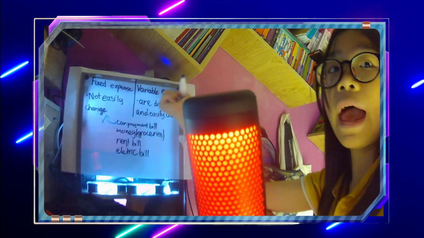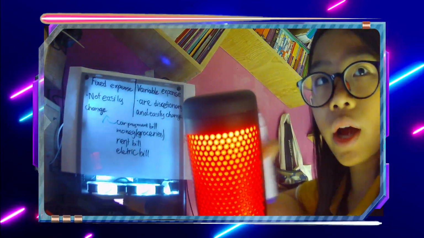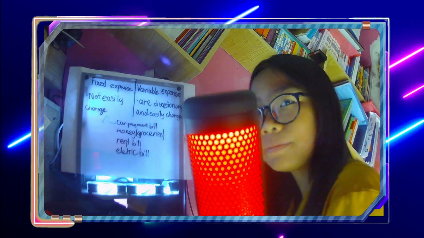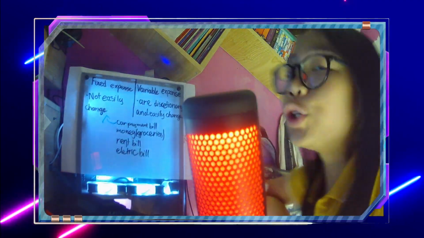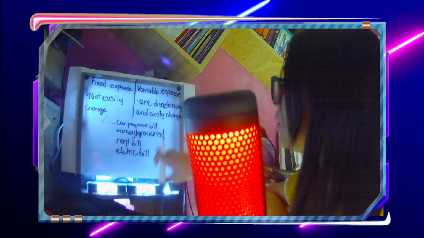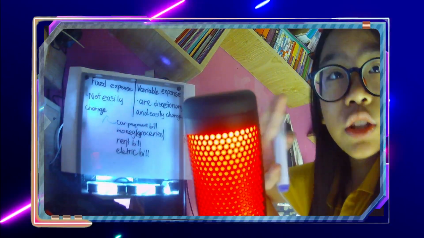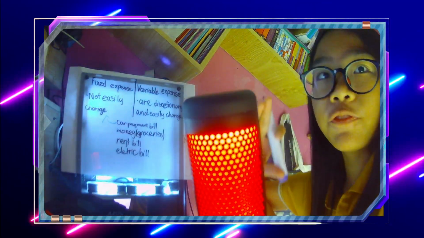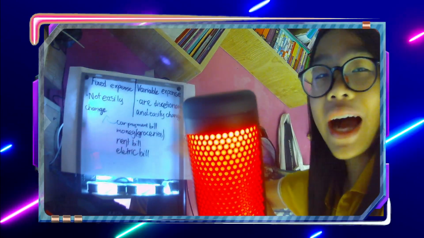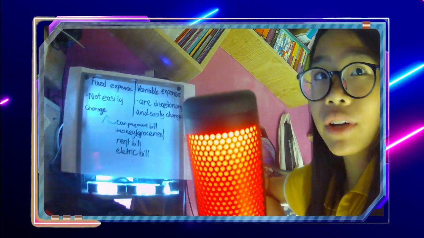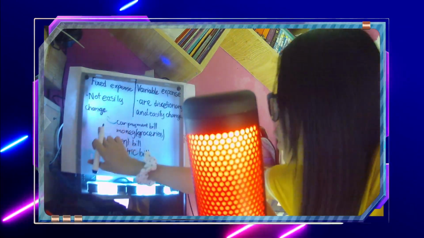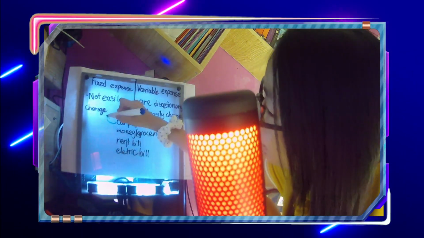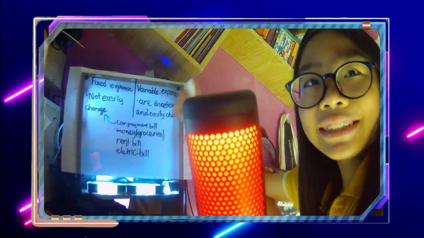Well, this one is like this: you need your groceries money to buy food, because if you don't have food, you'll die. You'll starve to death. So you need money to buy food, so it is not easily changed.